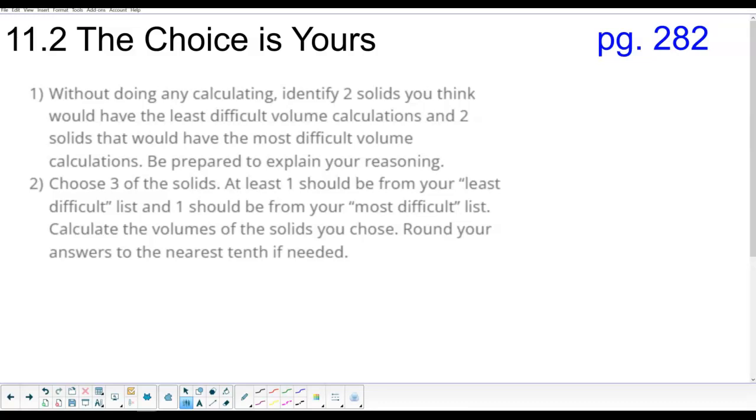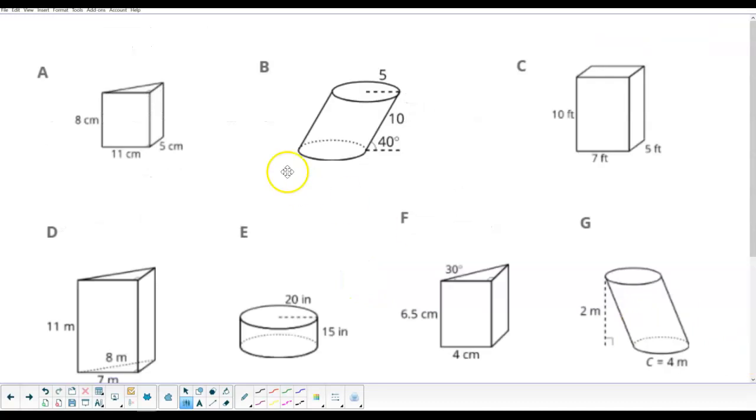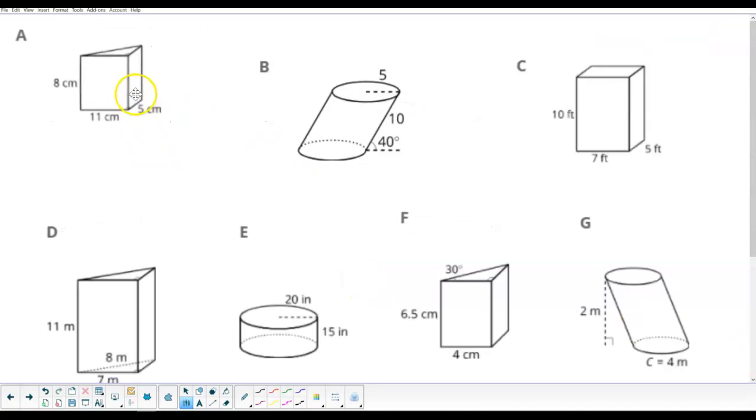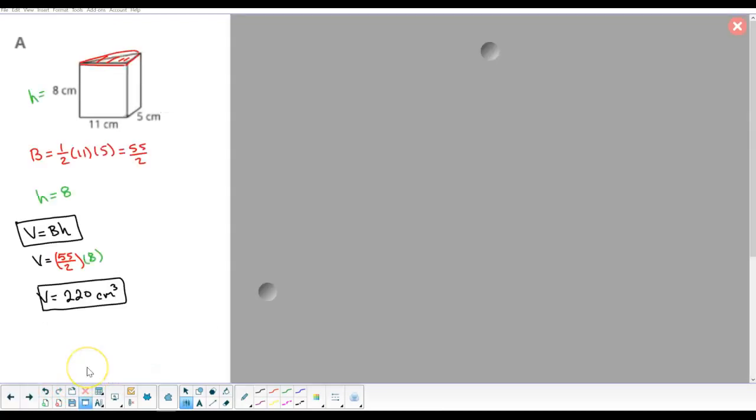All right, now that you've chosen those, I'd like you to choose three of the solids: one from your least difficult list, one from your most difficult list, and then pick one other that you did not choose. So you have to do three different ones. Round your answers to the nearest tenth. We're going to go over the answers here shortly, and I'll have my calculations next to it. Press pause, work through this, and hit play when you're done.